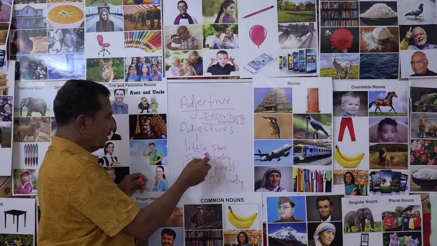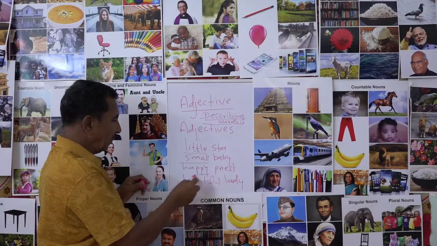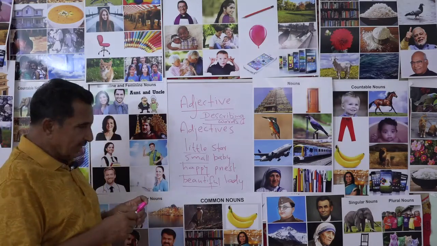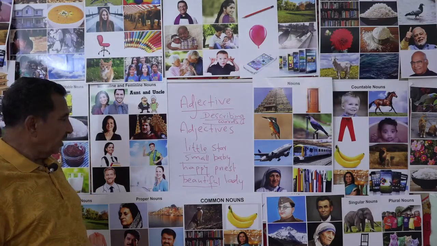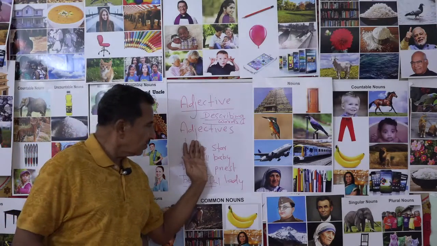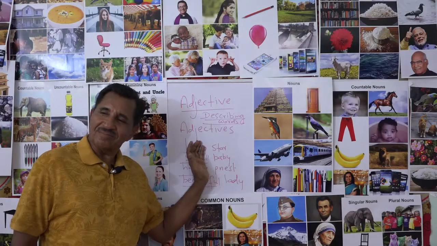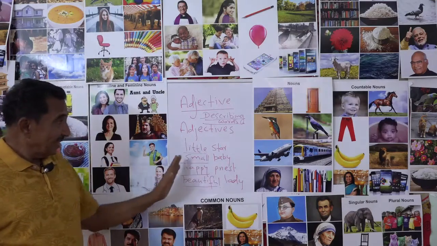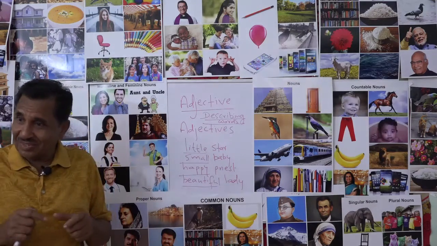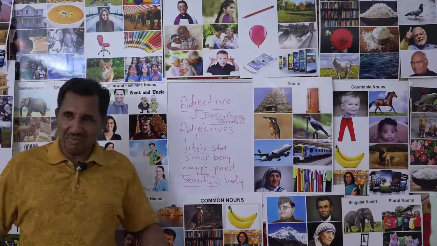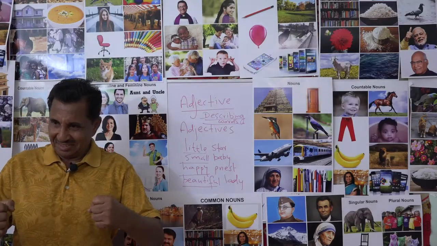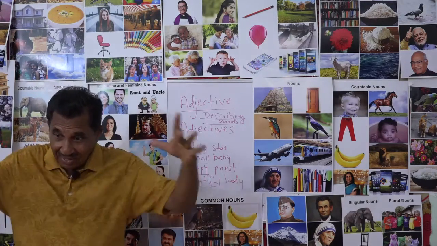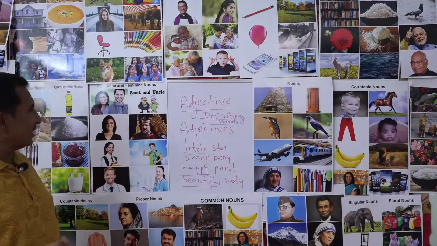So now look at this. These words: little, small, happy, beautiful. These are adjectives. Just imagine, we are going to read this without this star, baby, priest, lady together. That's no fun. But when you see these brightening words, or we say describing words, the noun becomes what? The noun has a greater meaning. Yes, meaning.